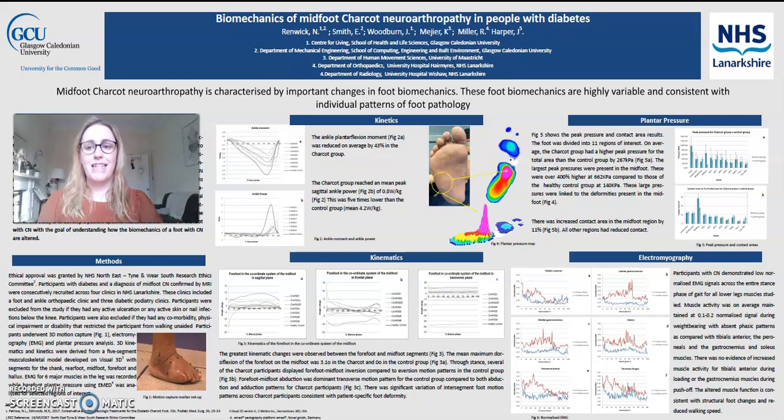Participants with diabetes and a diagnosis of midfoot Charcot neuroarthropathy confirmed by MR were recruited from 4 clinics across NHS Lanarkshire and Scotland. Participants were excluded from the study if they had any active ulceration or active skin or nail infections below the knee. Participants were also excluded if they had any comorbidity, physical impairment or disability which prevented them from walking unaided. Finally, participants were excluded from the study if they had a diagnosis of any other type of arthropathy.